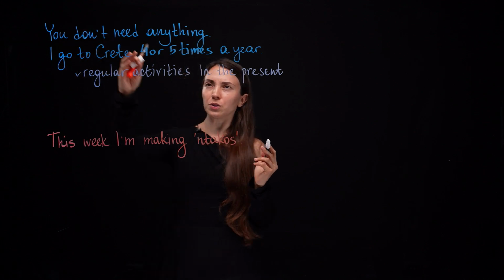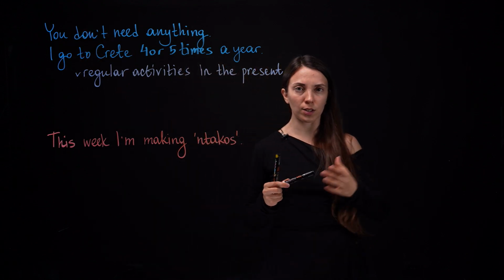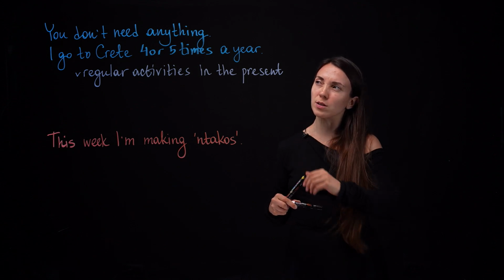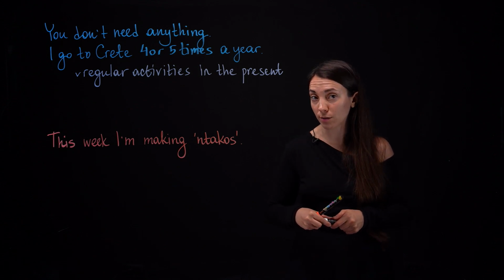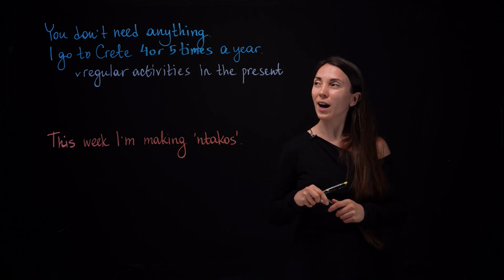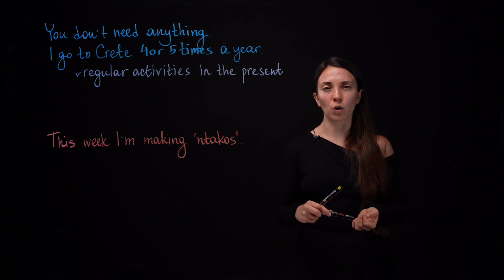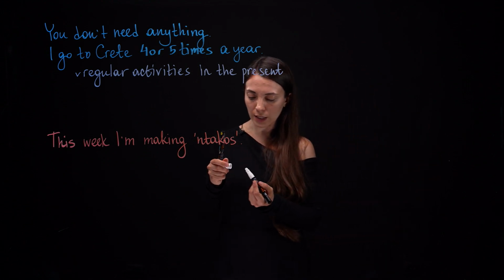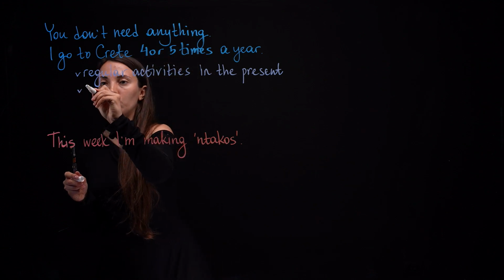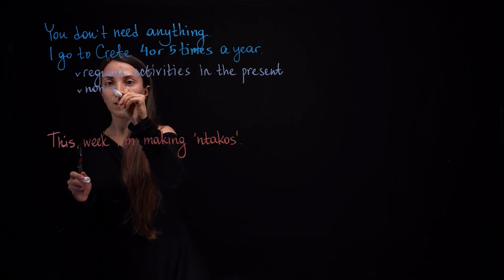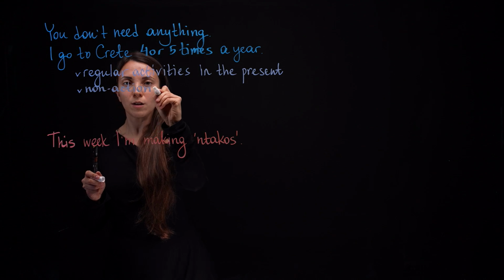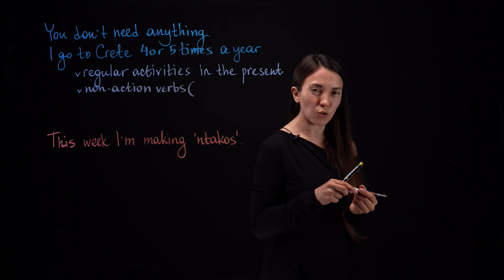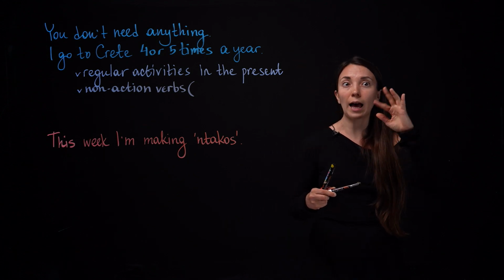But what about this one? You don't need anything. In fact, you don't need anything now, right? Why do we use this tense here? Why not verb ing if it's happening right now? Okay, need. What kind of verb is it? Action or non-action? In fact, need is a non-action verb. Non-action verbs. Non-action, it means that you can't see this action happening.